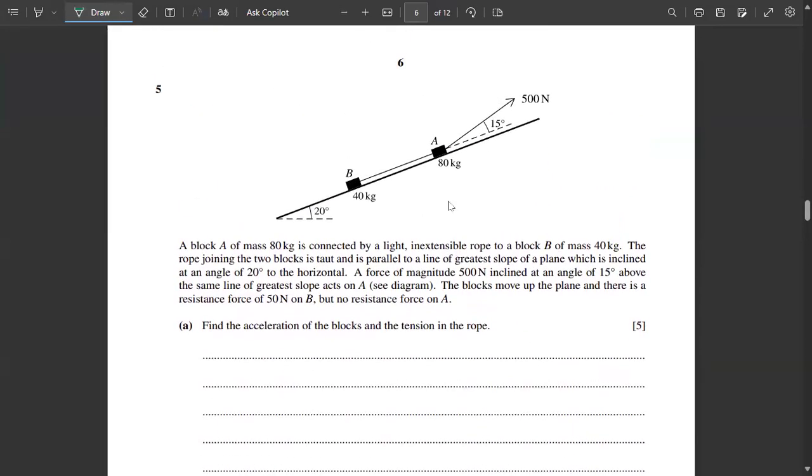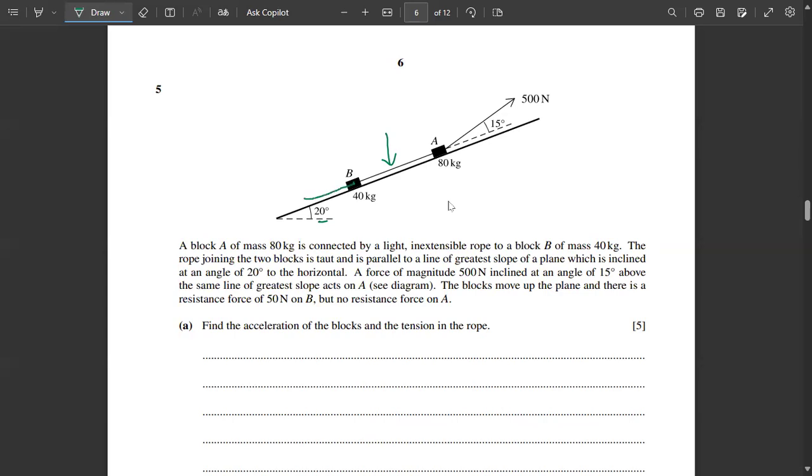The next question is, a block A of mass 80 kg is connected by a light inextensible string to a block B of mass 40 kg. The rope joining the two blocks is taut and parallel to the line of greatest slope, which is inclined at 20 degrees. A force of magnitude 500 Newton is inclined above the same. The block moves up the plane, and there is a resistance force of 15 Newton on B.